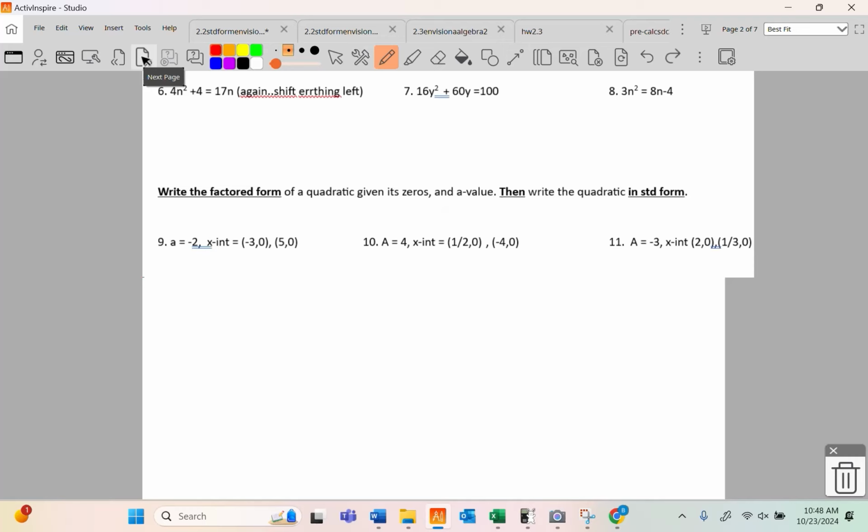Let's do 7. 16y squared plus 60y. If we're going to use a zero product property, we have to equal 0. Might as well do it now.